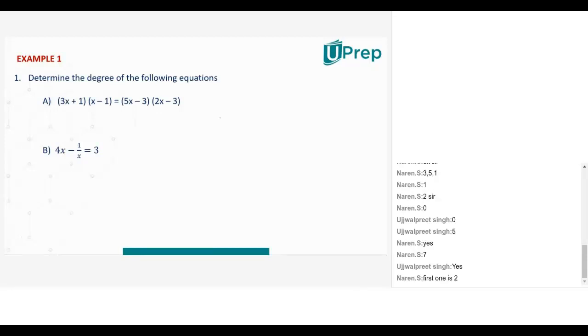Polynomial multiplication, right? You've been doing this right from your 6th class. How do you multiply these polynomials? Term wise. 3x into x, that is 3x square. 1 into x, x. Minus 1 into 3x is minus 3x. Minus 1 into plus 1, minus 1. On the right hand side also term wise multiplication: 5x into 2x, that is 10x square, minus 3 times 2x, minus 6x, minus 3 times 5x is minus 15x, minus into minus plus 9.